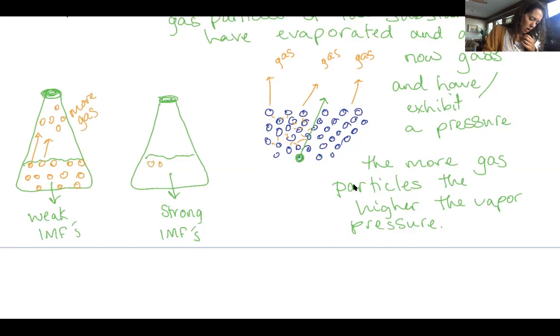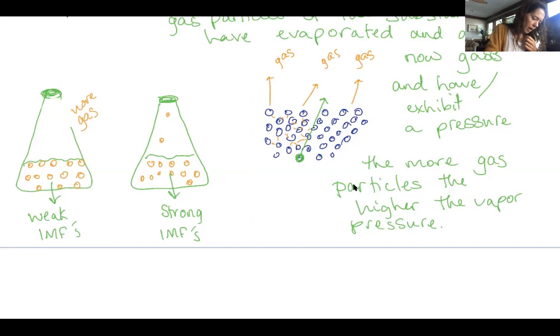Where I have strong IMFs, it's going to be harder for my molecules to leave. I'm going to clean this up because it almost looks good. Oops, let's not do that. Hold on. I kind of want to make this look better. I'm into this right now.